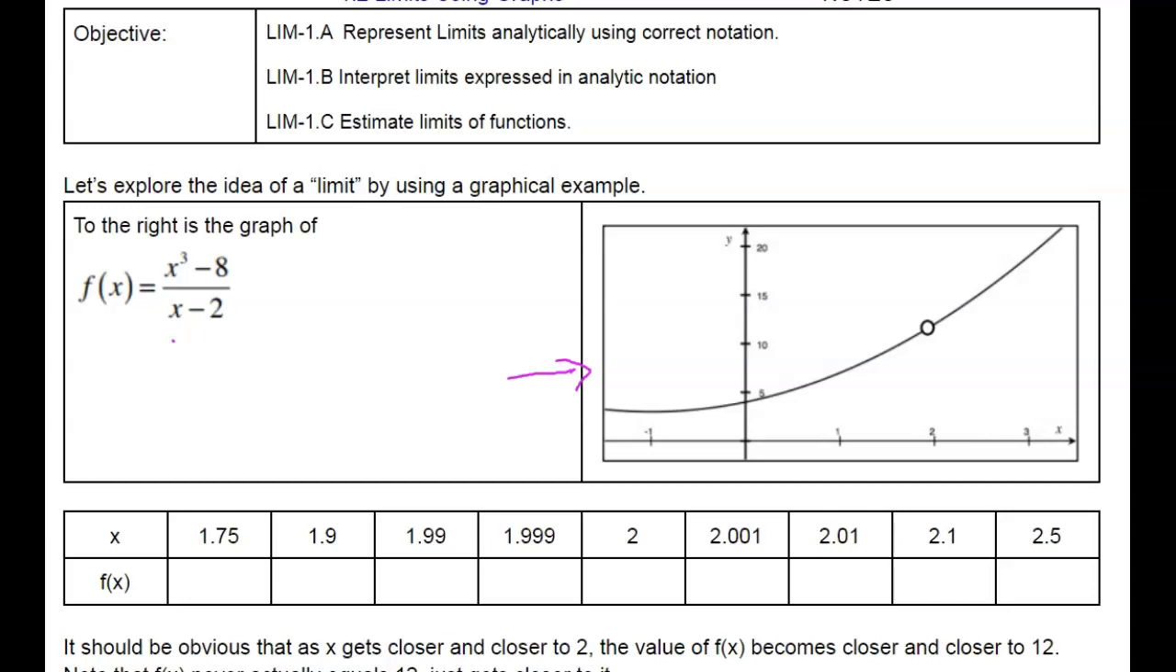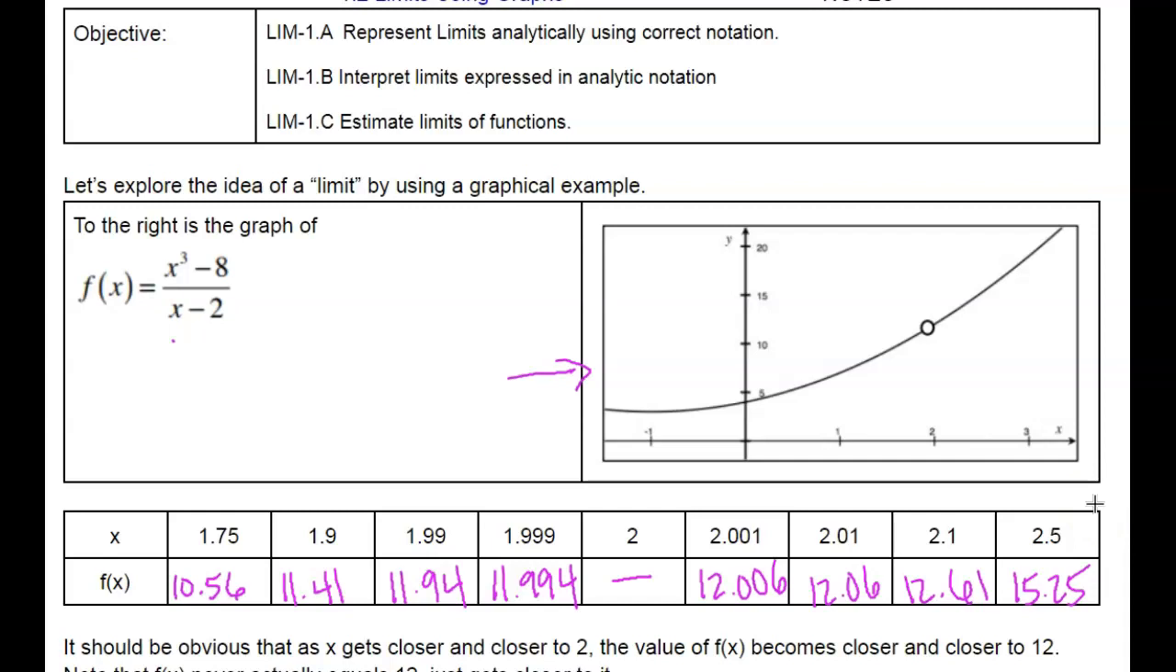So what we want to do is substitute values, if we were using a table, that are really close to 2, okay? But right here at 2, it's undefined. So I'm going to go ahead and do that. Okay, so I went ahead and filled out those table values, and this is what you'll notice.